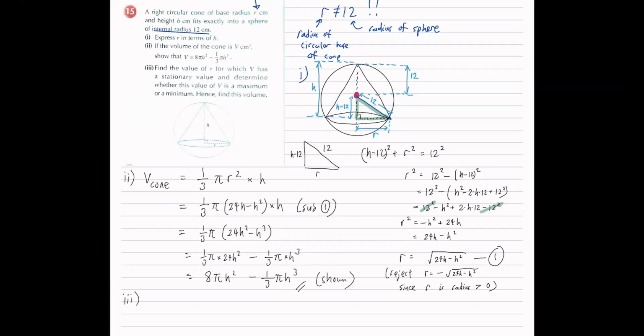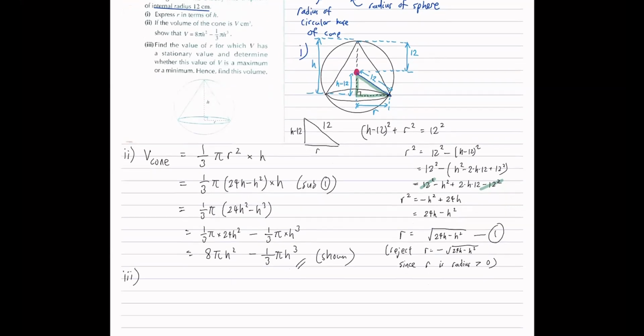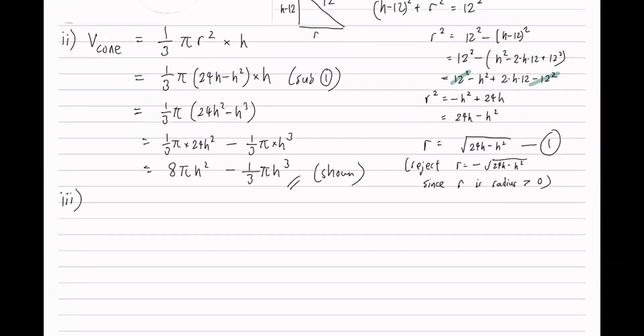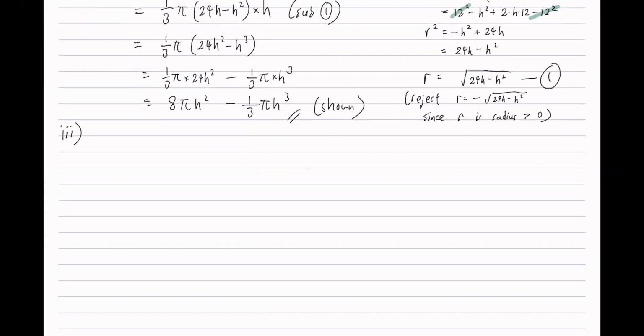Good. Part 3. Let's go. Find the value of R, of which V has a stationary value, and determine whether this value of V is a maximum or minimum. Hence, find this volume. You realize the question is always the same. Let's start. Oh, sorry. I shouldn't put V cone. I should just say V.